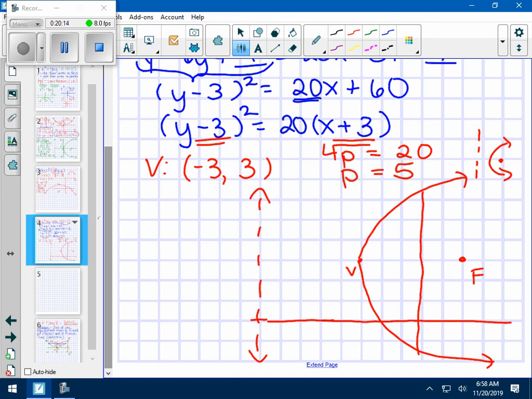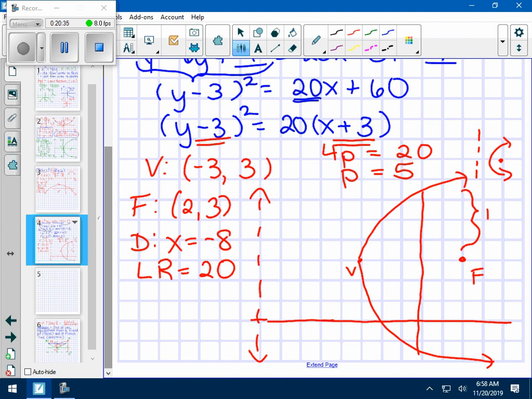But let's just list some of the other critical info. The focus would be to the right 5 units, so that would be the coordinate (2, 3). The directrix came to the left 5 from the vertex, so that's going to be x = -8. And if the LR has a length of 20, I would have to go up 10 units and down 10 units from the focus to get to those endpoints. So from the focus, which was (2, 3), up 10, would have an endpoint of (2, 13). And down 10 from there would be the point (2, -7).